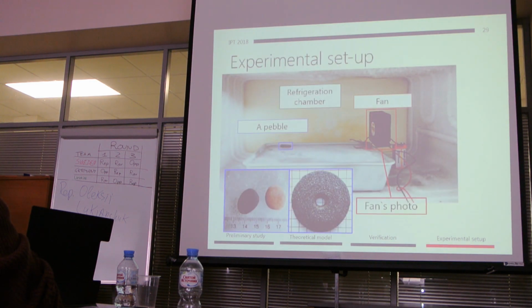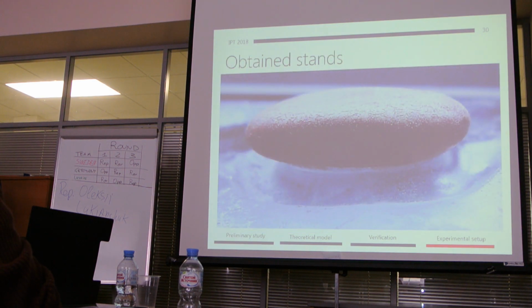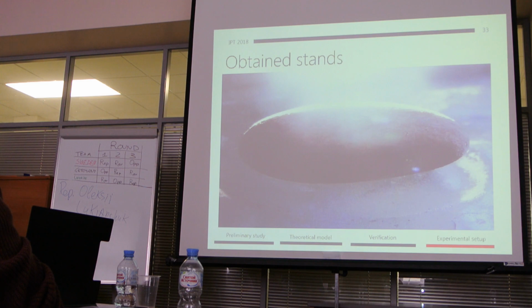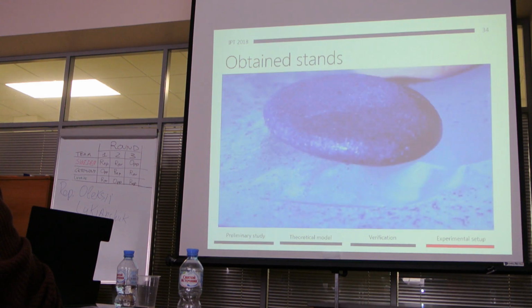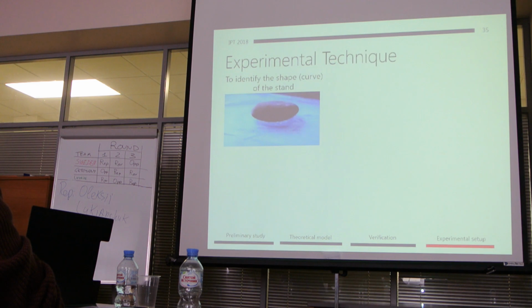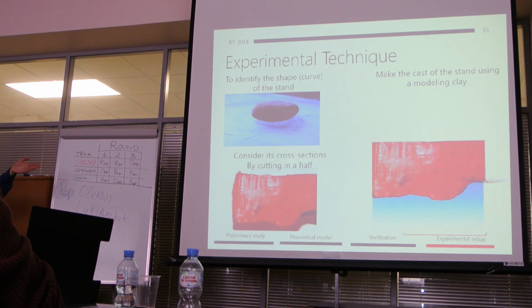Our experimental setup consists of a fan and a pebble that were placed within a refrigerating chamber. In the following slides you will see a few of our obtained stands, and let me describe our experimental technique. First of all, to identify the shape, we took modeling clay, made a cast of its surface, and then cut in half the modeling clay that we got. And here you can see the result that corresponds to the original shape. So that is our experimental technique.